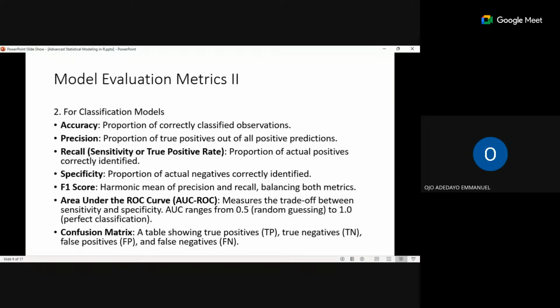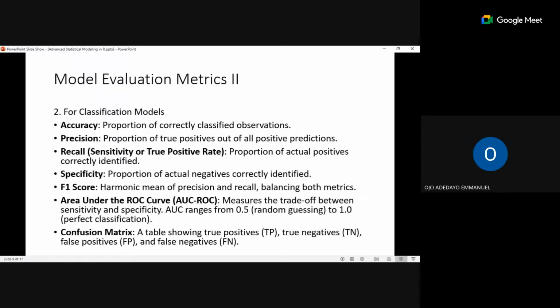So, area under the receiver operating characteristic curve, ROC. That's how we normally put it. It measures the trade-off between sensitivity and specificity. By the time we perform all this, when we get to our practical, there's another one.